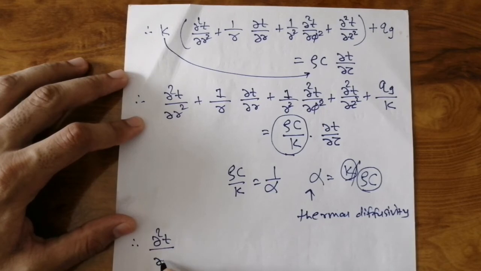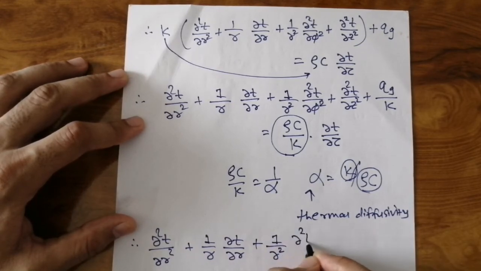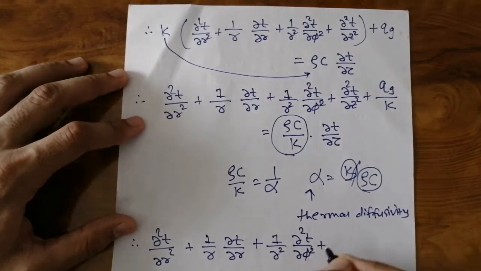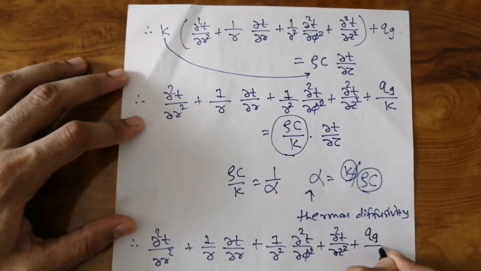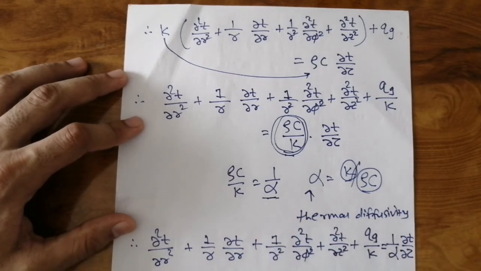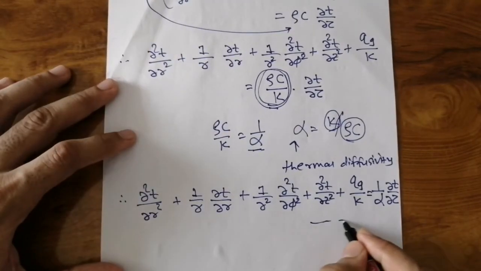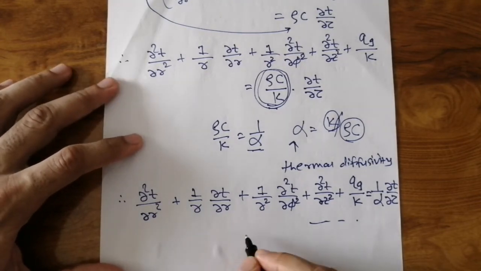Del square T by del R square plus 1 upon R del T by del R plus 1 upon R square del square T by del phi square plus del square T by del Z square plus Qg by K is equal to 1 upon alpha del T by del tau. Instead of this rho C by K, I just write 1 upon alpha. That is your general heat conduction equation for the cylindrical coordinate.